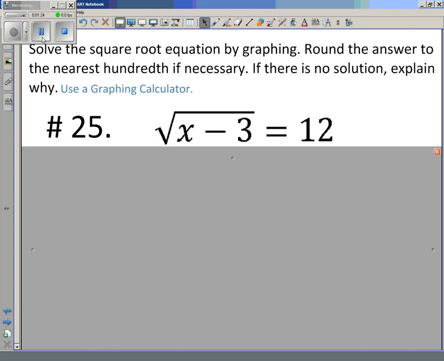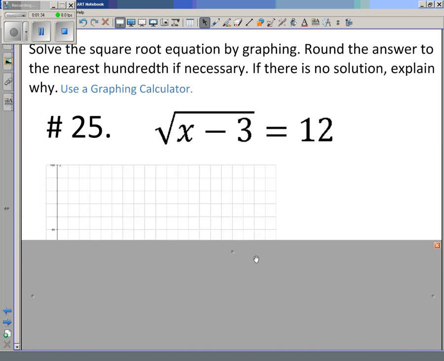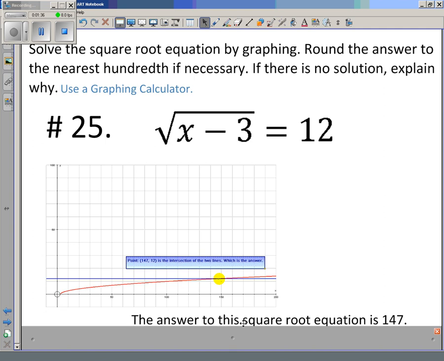To begin, you need to graph the square root of x minus 3 on its own, and then also graph 12 on its own. From there, if you put it into your calculator, you will notice that both of the lines will intersect at one certain point. The point of intersection is your answer to the problem, which would be 147.